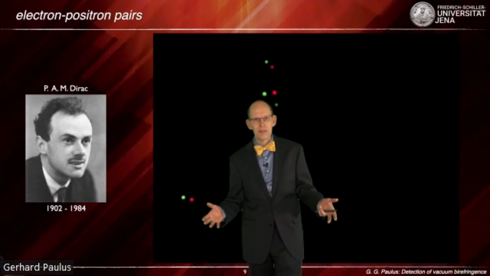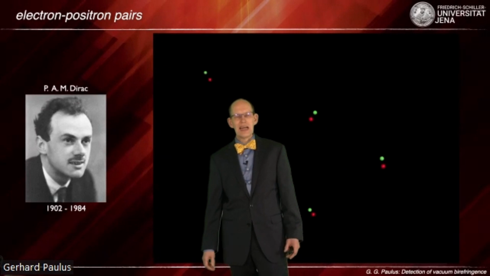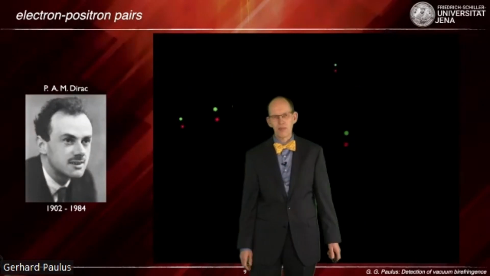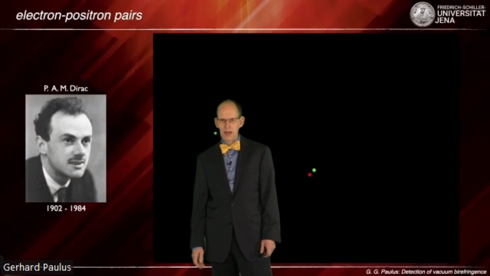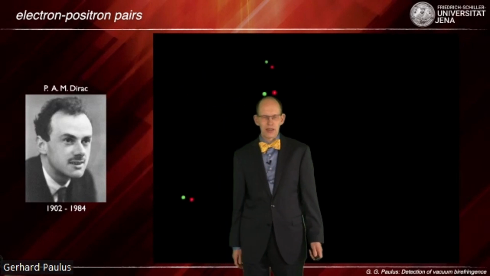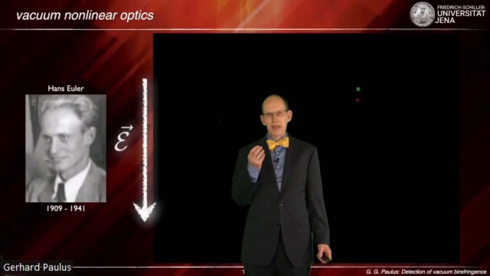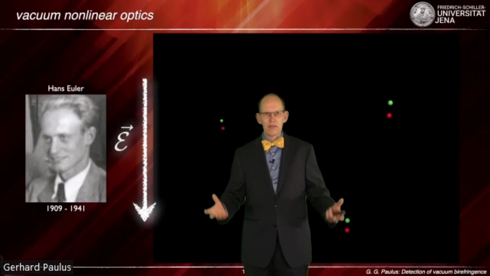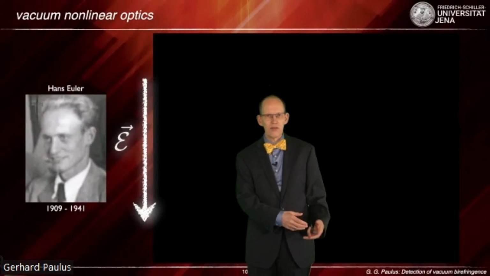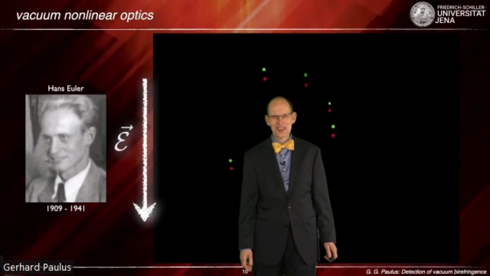So vacuum is not as empty as the name suggests, but rather, as indicated behind me, there's a constant creation and annihilation of pairs, in particular electron and positron pairs, which are the lightest particles. When Euler, a student of Heisenberg, saw that, he realized that this pair creation and annihilation would give rise to nonlinearities, to photon-photon scattering, if the detection efficiency is good enough.